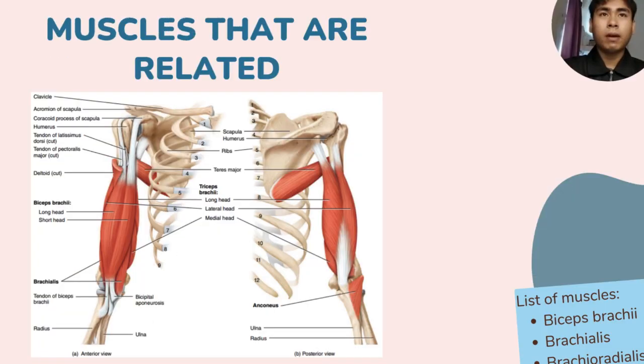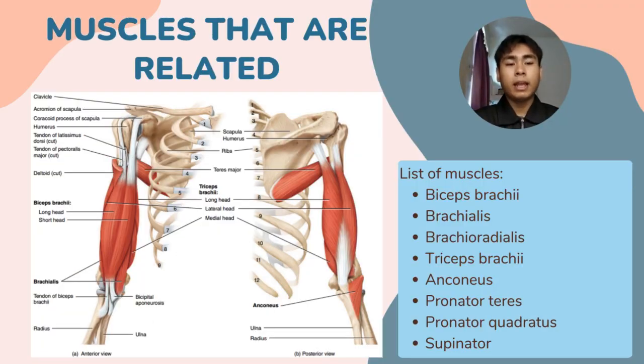I'm going to talk about the muscles that are located at the elbow and also the muscles that give the functionality that allows the elbow to function well. First is the biceps brachii muscle, which is located at the anterior side of our arm. The brachialis muscle is also located at the anterior side of our arm. However, to be specific, it is located posterior to the biceps brachii muscle.